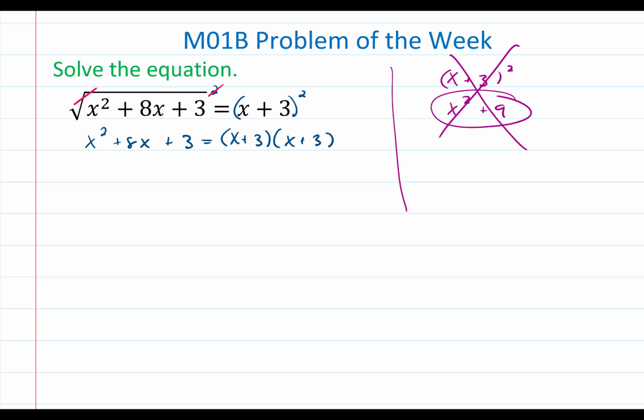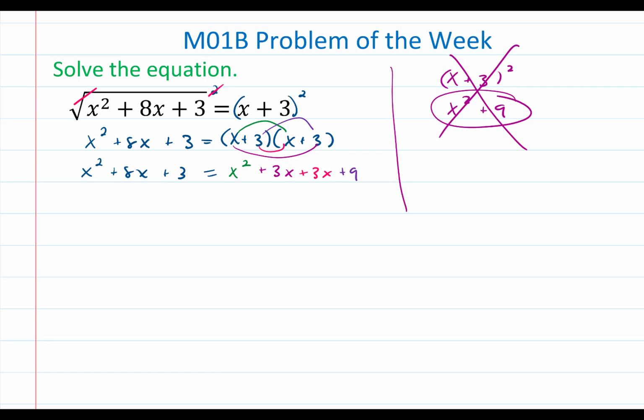And so what we need to do on the right side is FOIL, or use the distributive property, to simplify that. So we'll do first, which is going to be x squared, outside, which will be plus 3x, inside, which will be also plus 3x, and then last, which will be plus 9. And on the left side, we still have x squared plus 8x plus 3.